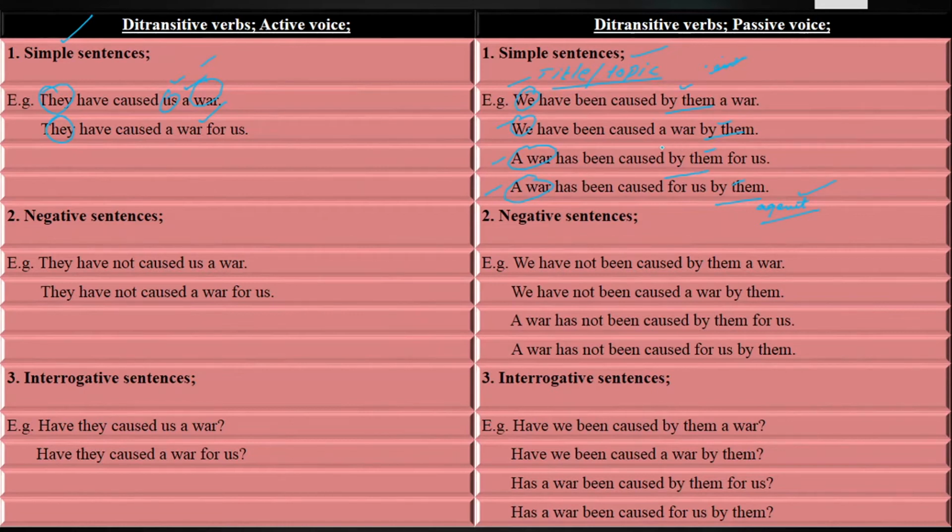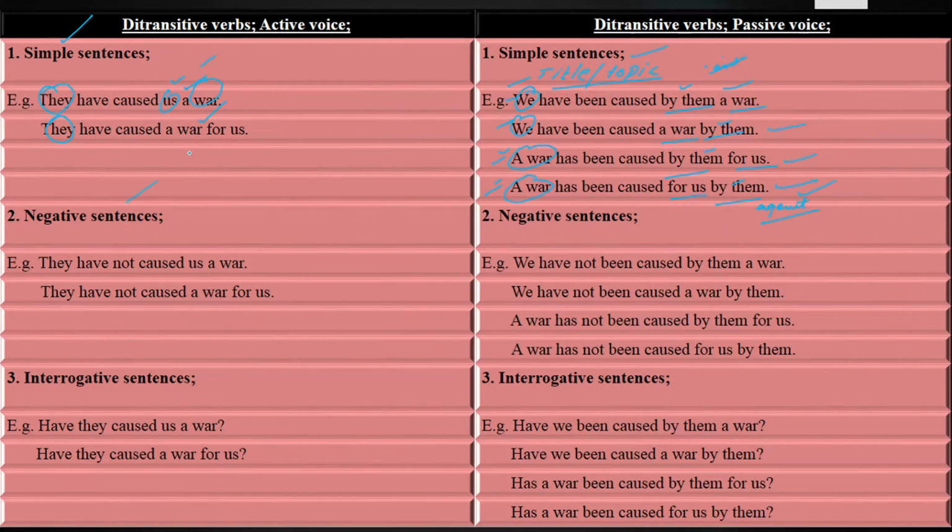Clear? Now when you bring the indirect object in the place of the subject, you make it we in the first and second sentences. So by them comes at the beginning, a war at the end, a war at the beginning, by them at the end. When you bring a war at the beginning in the third and fourth sentences, by them comes at the beginning, for us at the end, for us at the beginning, by them at the end. Sentences will be as follows: we have been caused by them a war, we have been caused a war by them, a war has been caused by them for us, and a war has been caused for us by them.